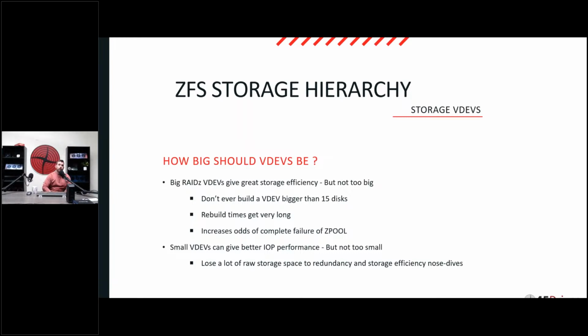So we've recently gone to 15 disks if it's on the smaller side, like 20 terabytes and under, but above that, we'll usually stick to 10, or an evenly divisible number, depending on the amount of disks and the number of slots within the Storinator or storage system. Small VDEVs can give better IOPS performance, but not too small, or you lose a lot of raw storage space to redundancy. Again, 50% is lost to parity within a mirrored VDEV.